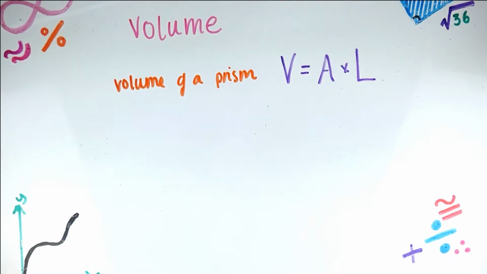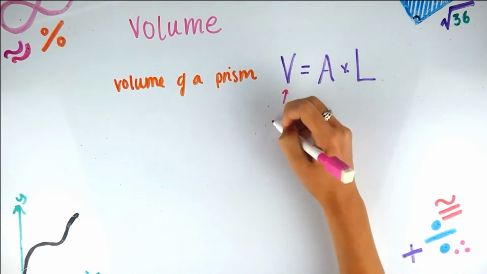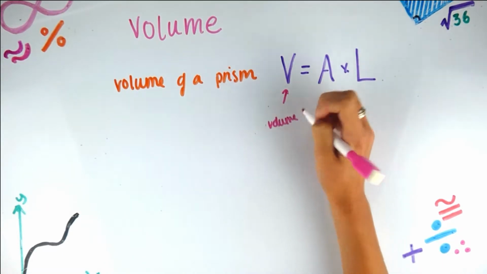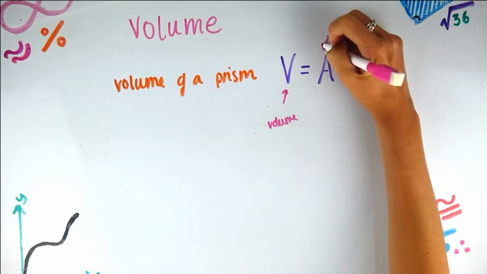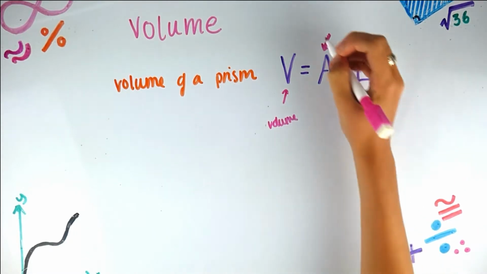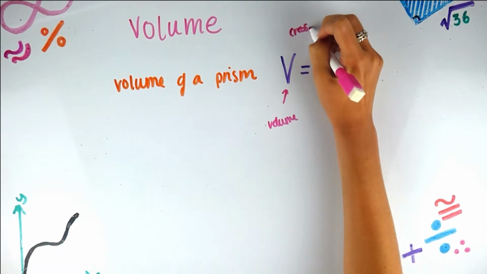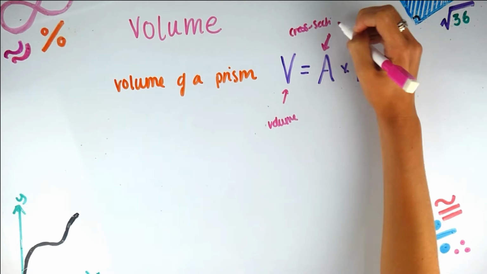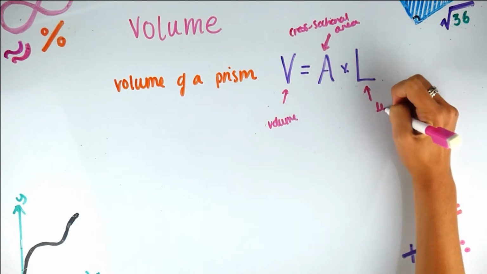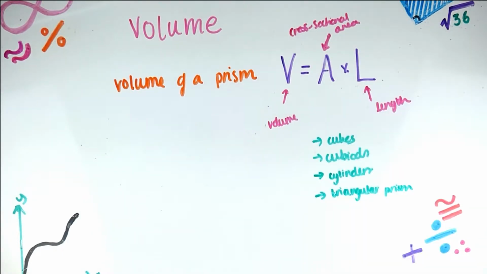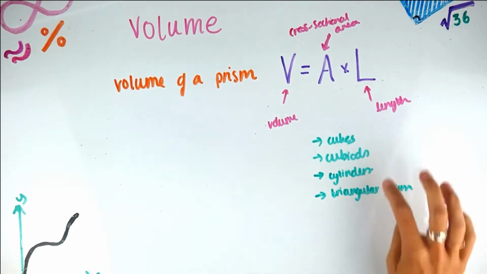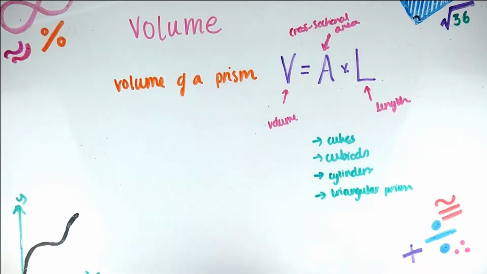Now we need to really work out what these things stand for. So V in VAL is the volume. The A in VAL is cross-sectional area, so area, but it's the cross-sectional area, which we'll get to. And L is the length. So this formula works for things like cubes, cuboids, so stretched out cubes, cylinders, and triangular prisms. So we'll take a look at that now.